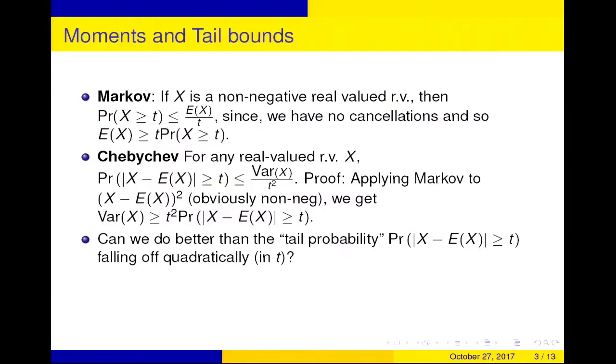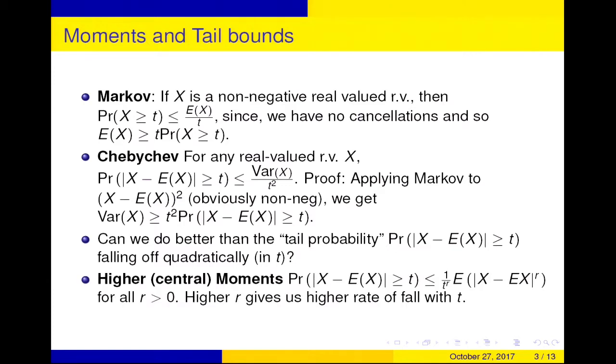Now, can you do better? Can we get a tail probability that falls off more than quadratically in t? Faster than quadratic. And in fact, a simple thought shows you that higher moments would help. So moments are going to play a key role in this. These tail bounds are not always, of course, traditionally they were, but not always proved by taking moments, but I'm going to do that here.